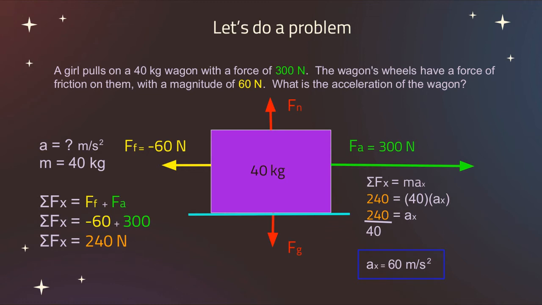Net force we just found was 240, so we substitute that. Our mass we knew from the problem was 40, so 240 is equal to 40 times our acceleration in the x direction. So 240 is equal to 40 times a. The 40 is being multiplied by a, and in order to isolate a, we're going to have to divide by 40. So what you do to one side, do to the other. 240 divided by 40 gives us our acceleration in the x direction as 60 meters per second squared.